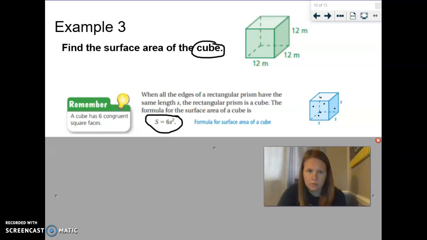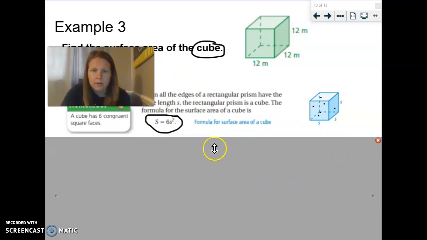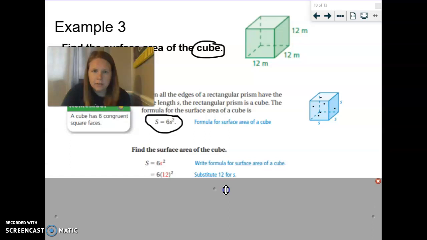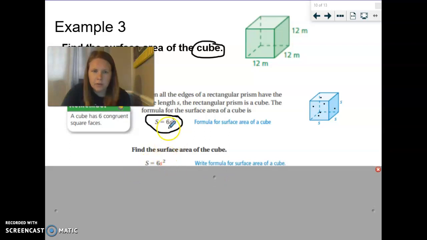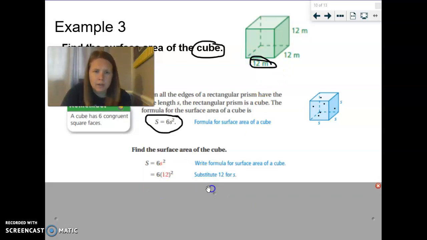Okay, let's move. I'm going to move myself over here. So if I'm going to solve out this one, I'm going to plug it in my formula. So I'm going to plug in the side measurement. Now, they're all the same because if it's a cube, they're going to have the same side measurement. So all I'm going to plug in is 12 for this equation. Okay, so now I'm going to have equals 6 times 12 squared.